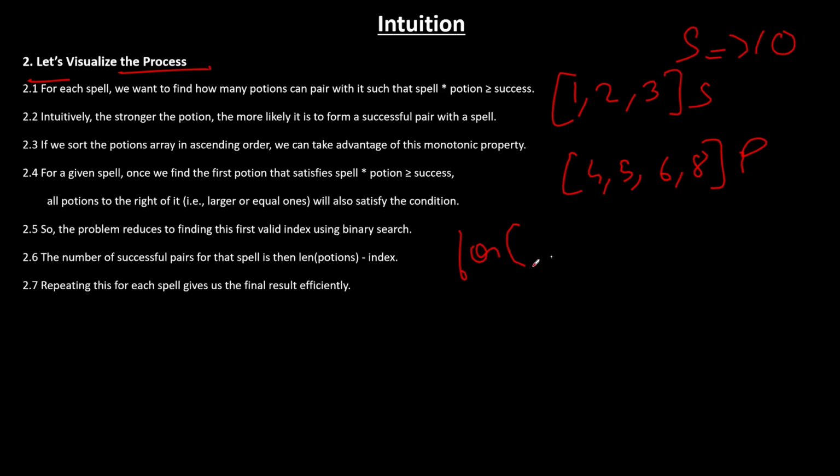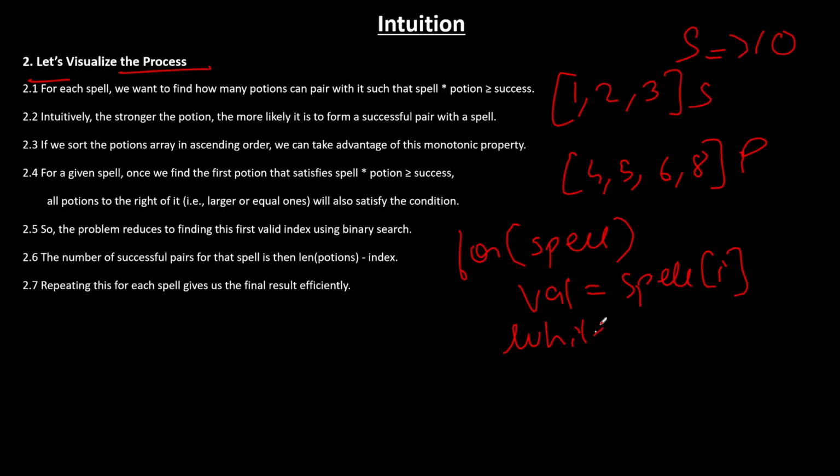We could run a for loop over the spell because we cannot change the order of the spell. So we put a for loop so we can take each value from the spell. Suppose spell of i. Okay, and we could run the binary search after that, whatever the code of binary search is, we will use that. I'm just writing the pseudocode here.